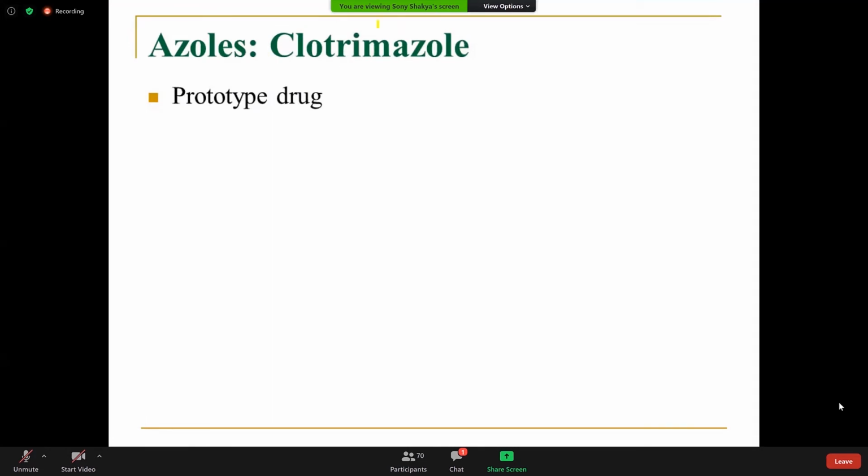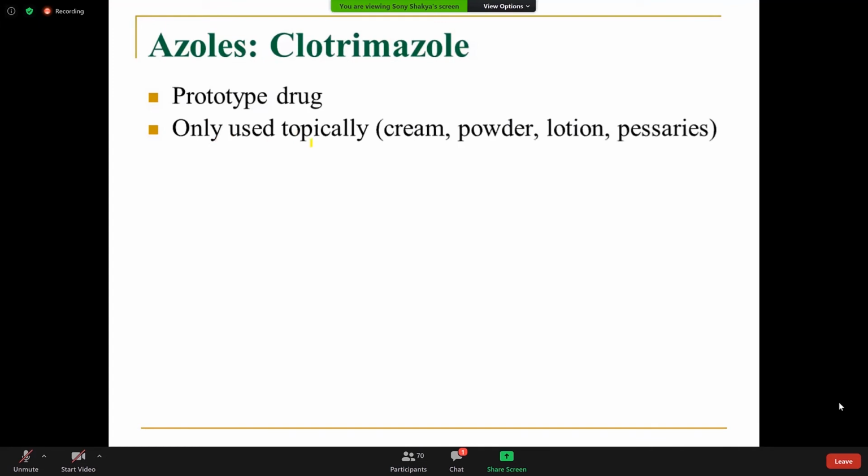Okay, so it is clotrimazole, which is an azole antifungal drug, the prototype azole, and that was quatrimoxazole. That didn't have L after C. L was in fungus, antifungal. So this is the prototype drug. Okay, know them. It is only used topically in the form of various dosage forms like pessaries, lotion, powder, cream.